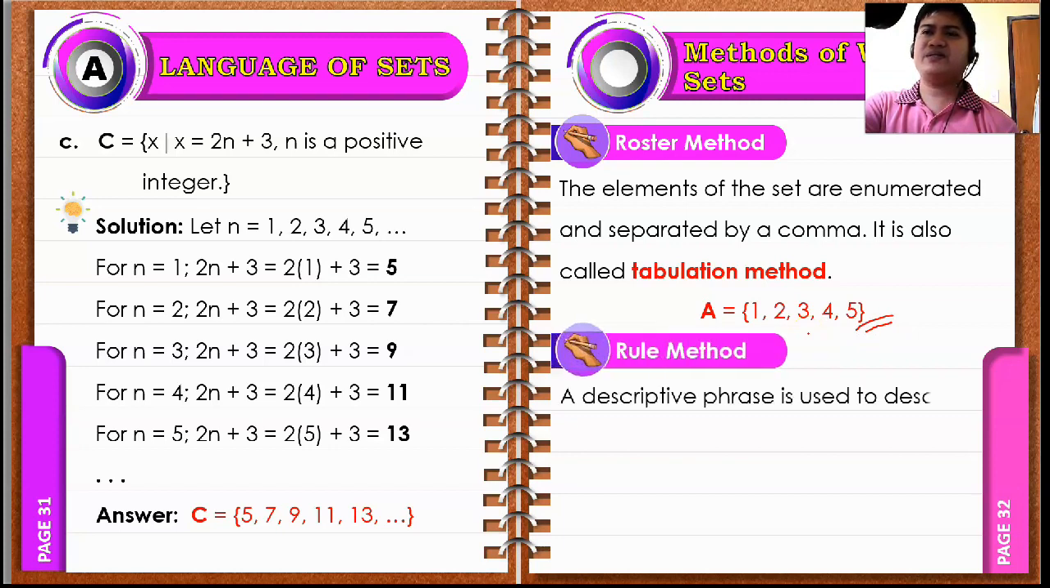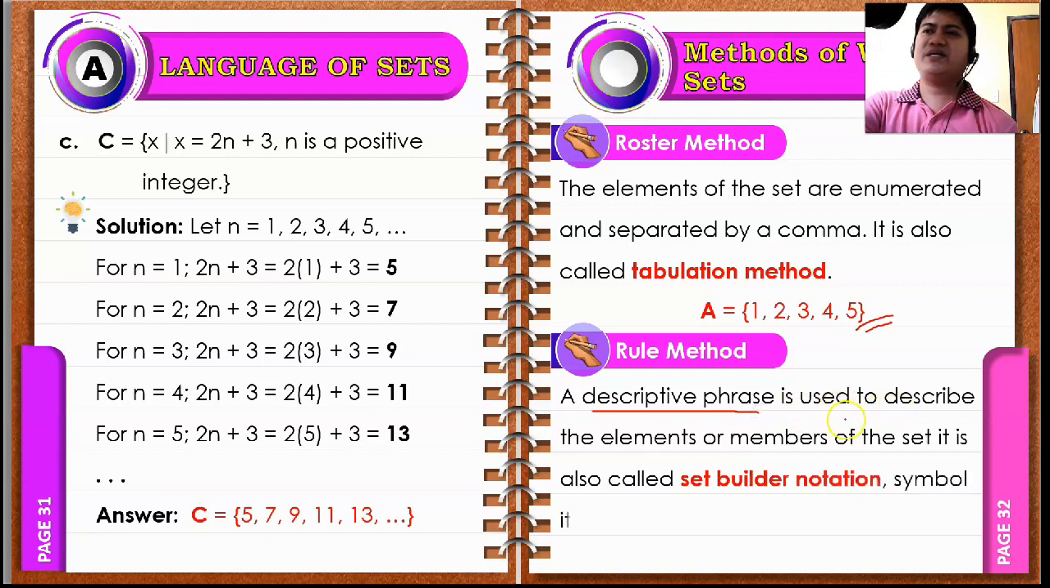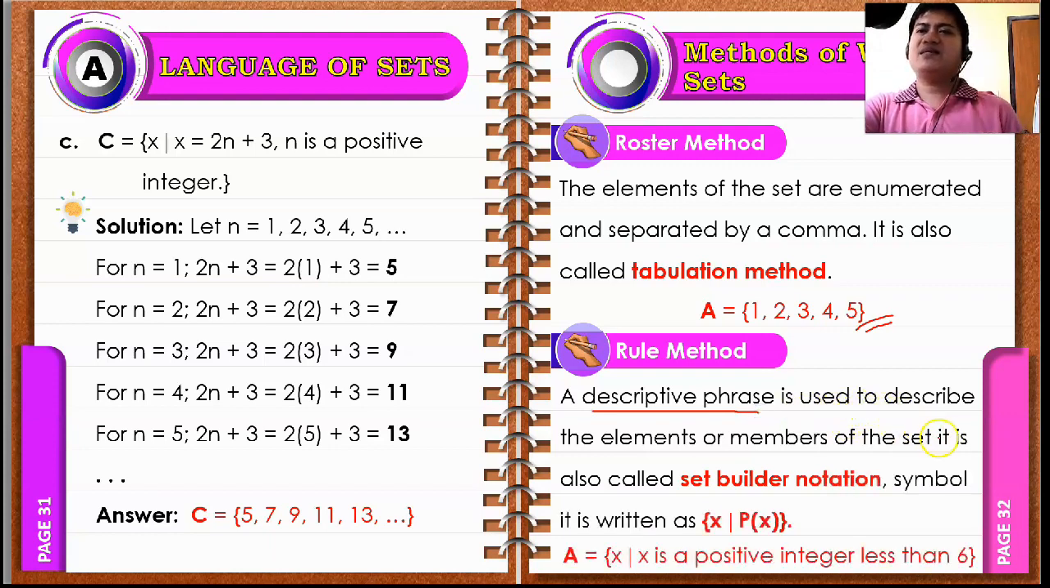Another method is using the rule method. This time, this is a descriptive phrase used to describe the elements or members of the set, and it is also called the set builder notation. Usually the symbol is written in this way: a set of all x such that, followed by your description of that given set. For example, for set A with elements 1, 2, 3, 4, 5, using the rule method, the description is: a set of all x such that x is a positive integer less than 6. In writing the rule method, there are different ways to describe the elements, so you can have other answers except this one.